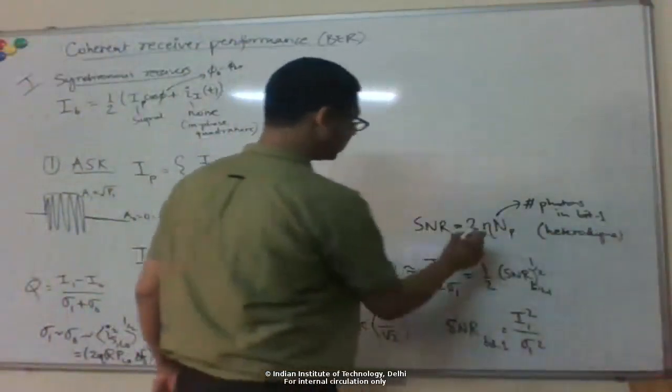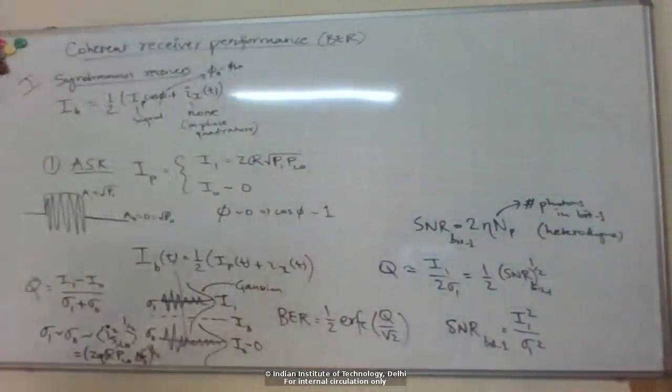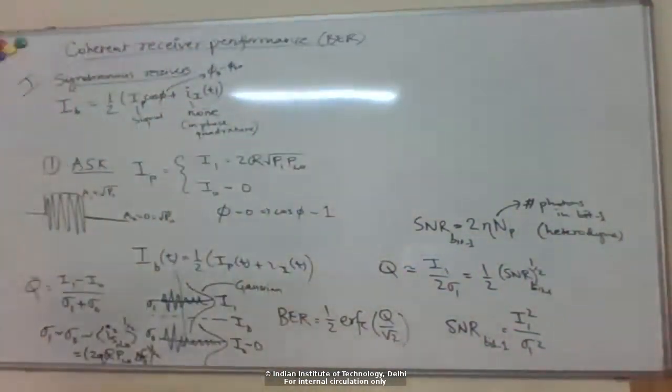If you have homodyne detection, then you have an extra factor of 2, so this is 4 times, right? Because homodyne detection gives you a 3 dB enhancement in SNR compared to heterodyne.